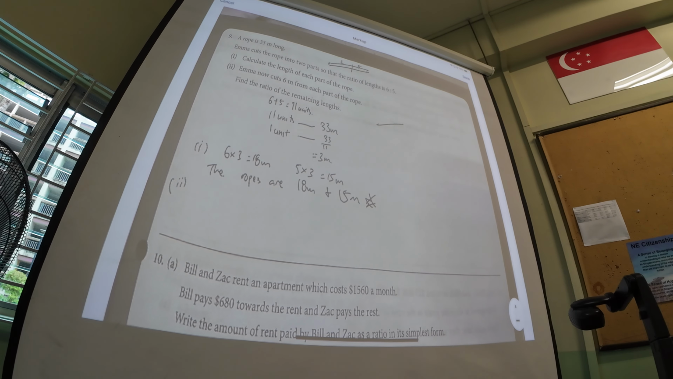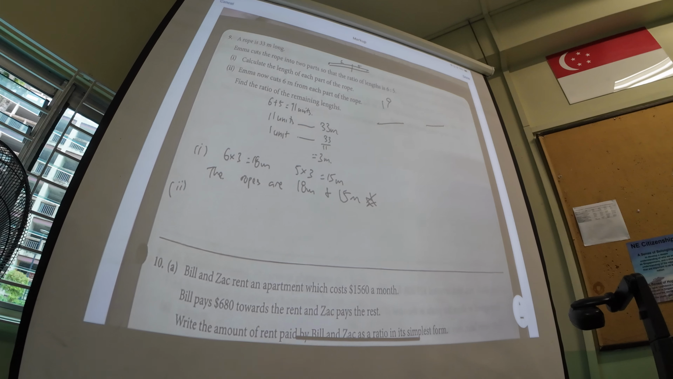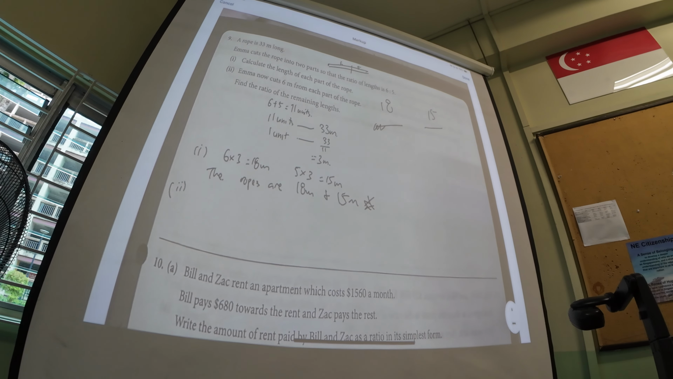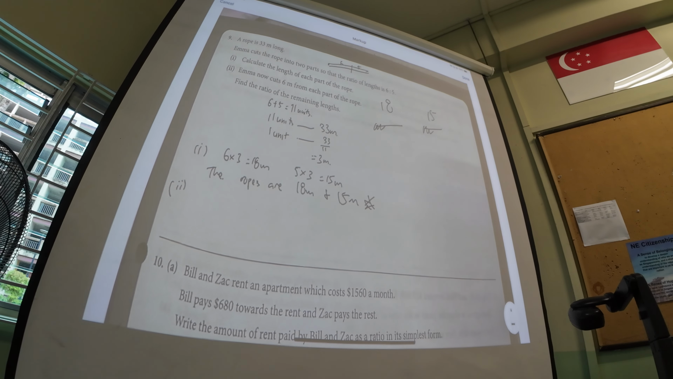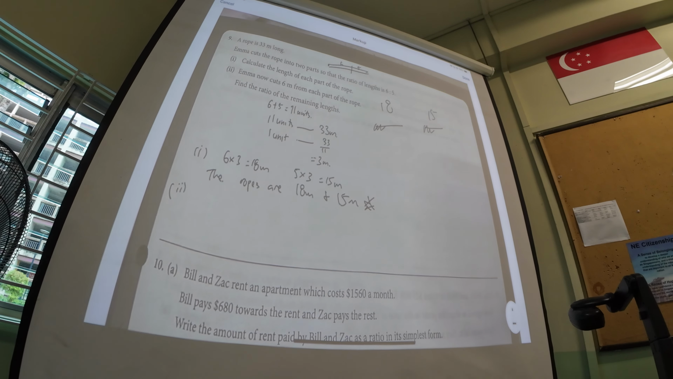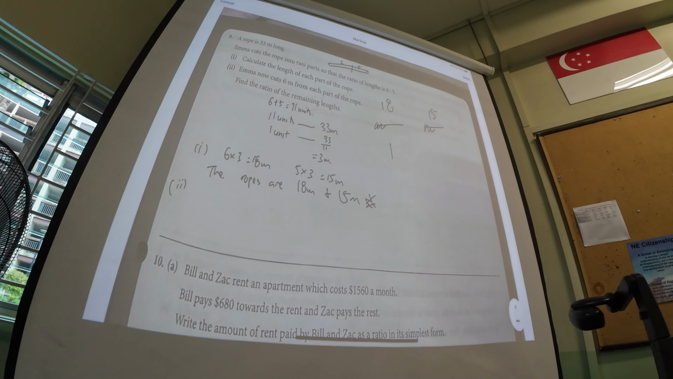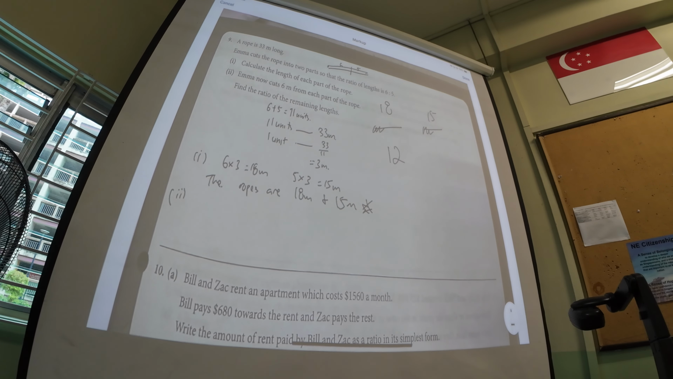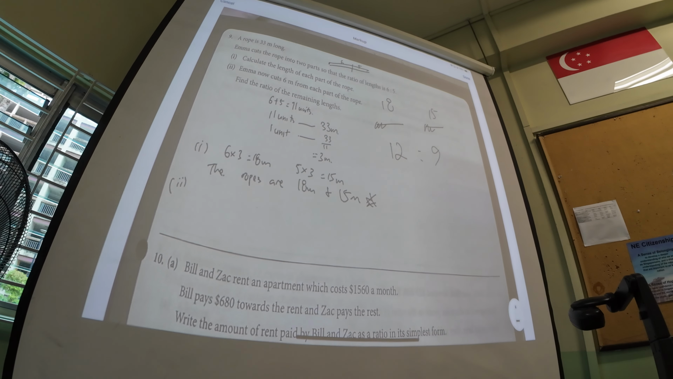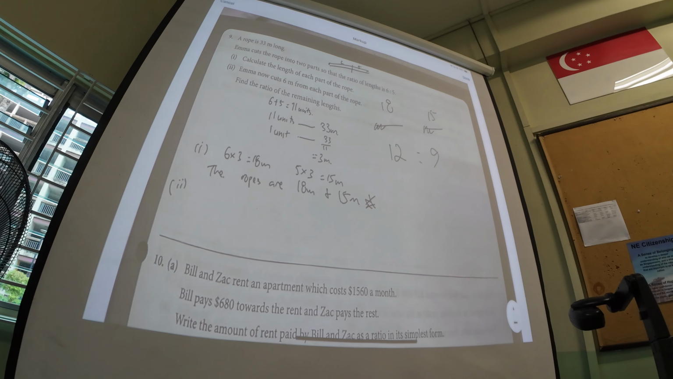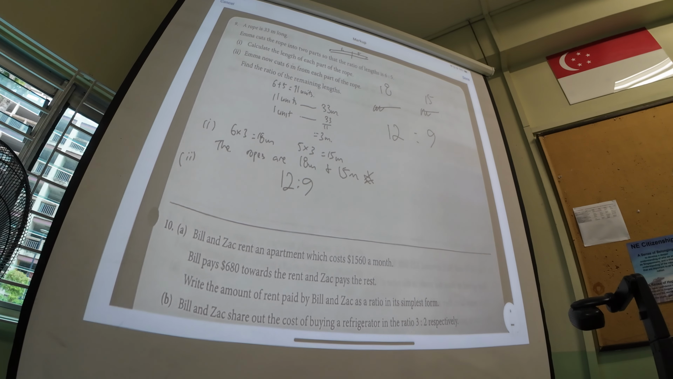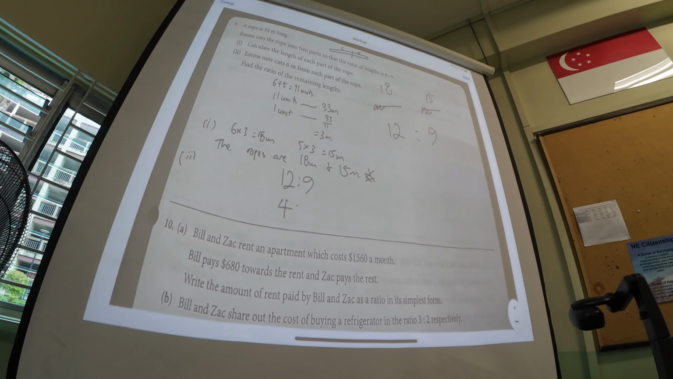Okay? So now there are 2 ropes. One is 18, one is 15. I want to cut away another 6. Cut away another 6. Then what is the ratio of the remaining? So 18 cut away 6, left with 12. 15 cut away 6, left with 9. So the new ratio is 12 is to 9. Yes, thank you. 12 is to 9, which can be simplified to 4 is to 3.